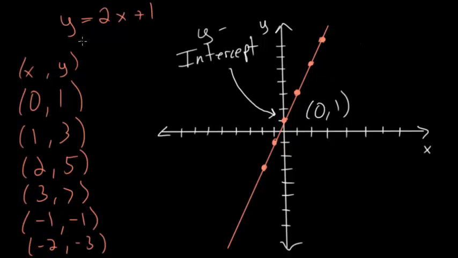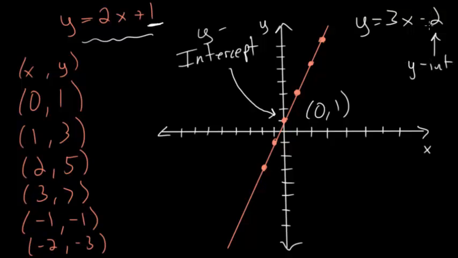And what you can notice from our equation is that we have this +1 on the outside. And it's not coincidence that that +1 also matched up with the y-intercept. And in fact, if I gave you a random equation like y equals 3x minus 2, you can immediately tell me the y-intercept is at this -2. So if we were graphing this equation, it would be at -2 for its y-intercept.